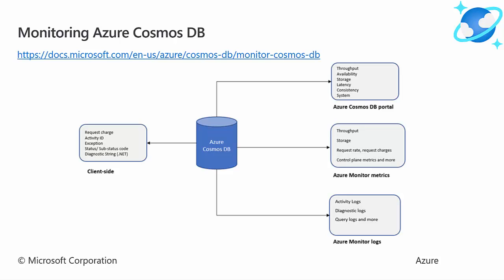Finally, as developers, we surely want to access these metrics and logs as well from our client-side SDK. Cosmos DB exposes these via .NET, Java, Python, and JavaScript SDKs, and we do have access to all of these.